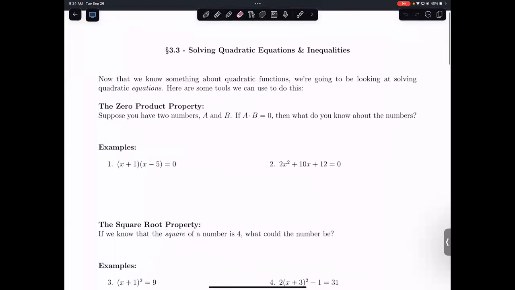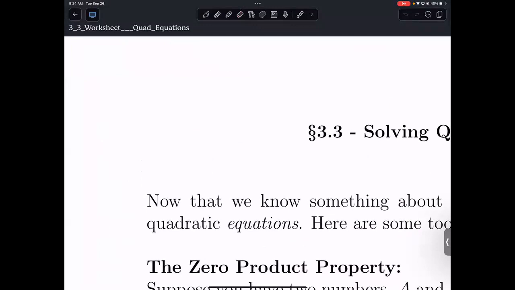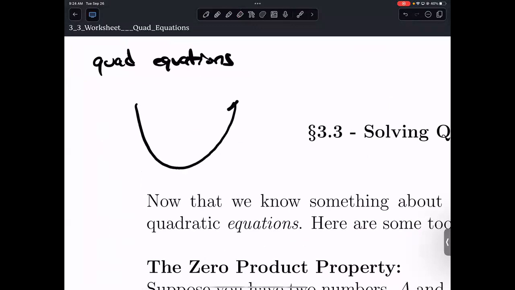Okay, solving quadratic equations. We know how to deal with the functions now. Basically, we're asking, if I take some quadratic function and I want to know where it's equal to 0 or 2 or 7 or whatever, how do we find those intersections? How do we find those specific points where that happens?